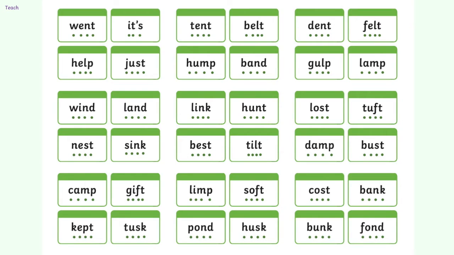Could you find for me the O sound, that short vowel sound, O? Off you go, 10 seconds. Okay, did you find them? There are loads here you could have found. Here we go. We had lost, cost, fond, soft, and pond, all having the short O sound.